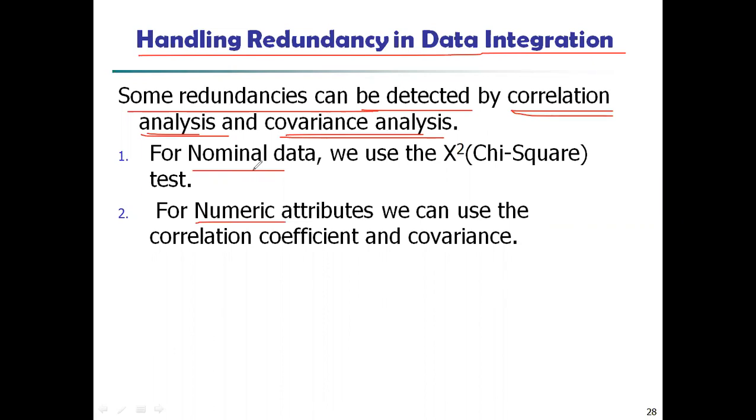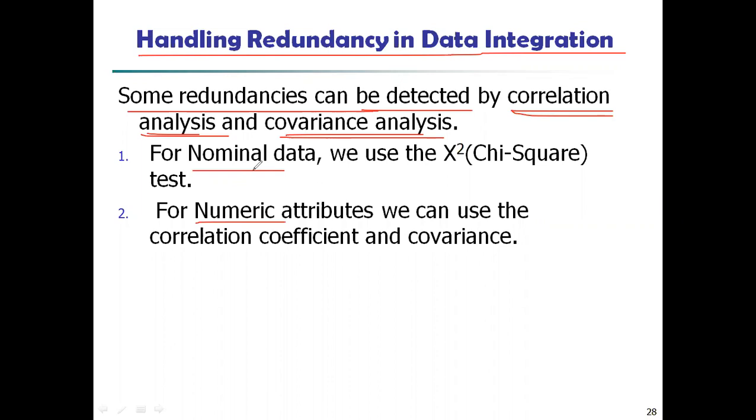Nominal data in the sense categorical type of data, which means anything that can be represented by using names or categories. For example, the attribute name is color. Which kind of data does that attribute have? The color attribute has red, blue, green, white, black, isn't it?